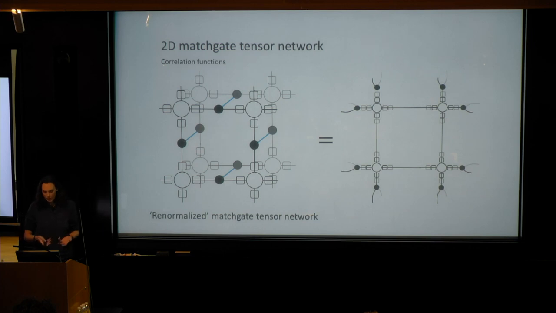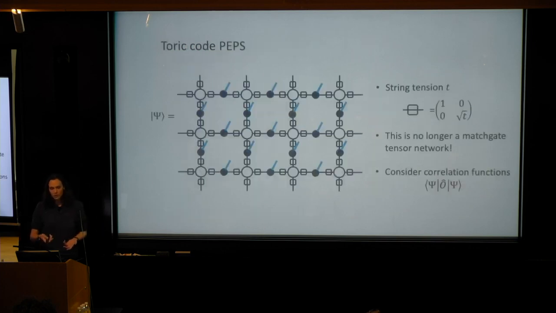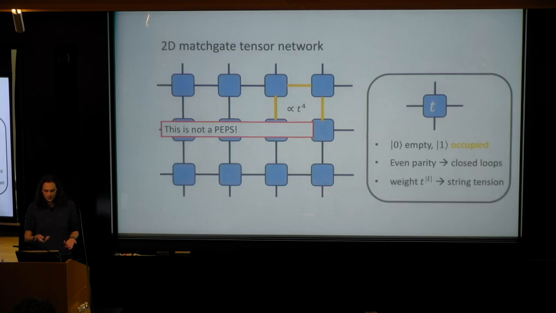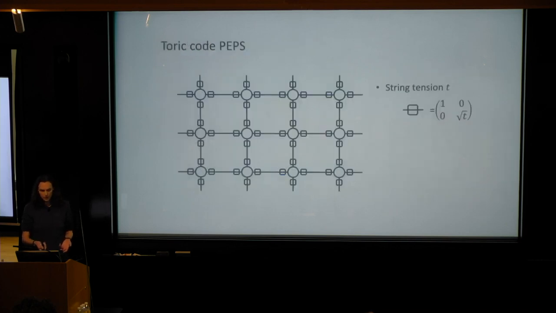Or maybe factorizing match gates, right? So this object here is really what I want to study and what I want to interpret as different physical objects.